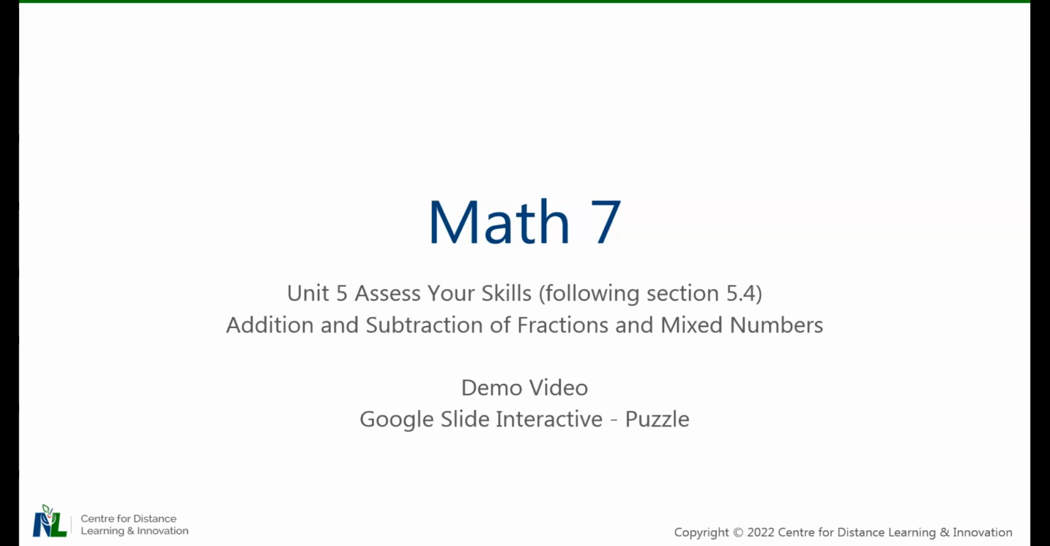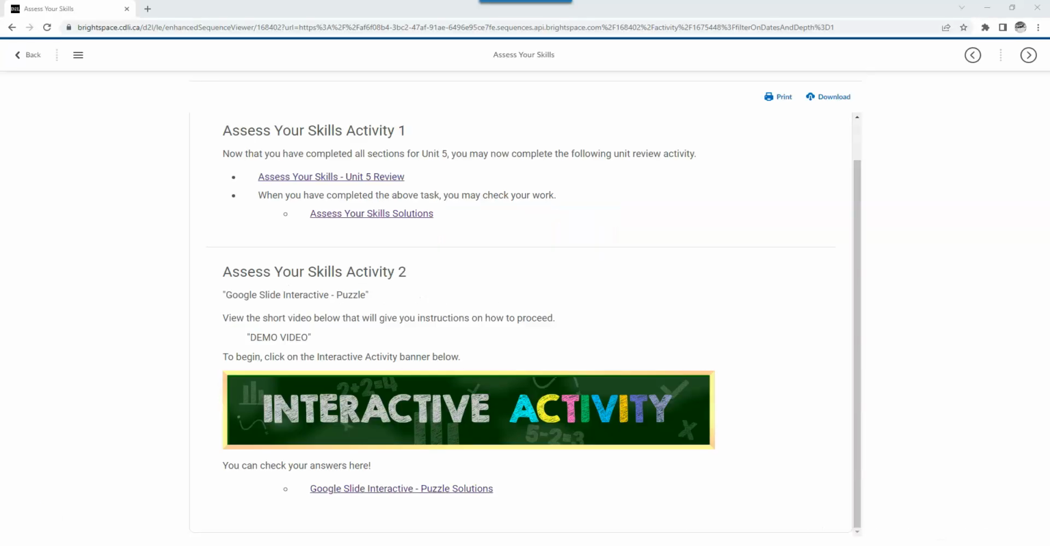Now that you have completed all sections in Unit 5, you are ready for the Assess Your Skills activities found at the end of the unit. The second Assess Your Skills activity is a Google Slide Interactive. It's a puzzle. The purpose of this video is to provide some direction or guidance as to how you should complete this activity. The screen where we begin is the Assess Your Skills section at the end of Unit 5.